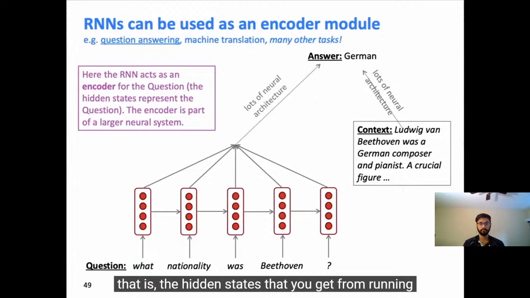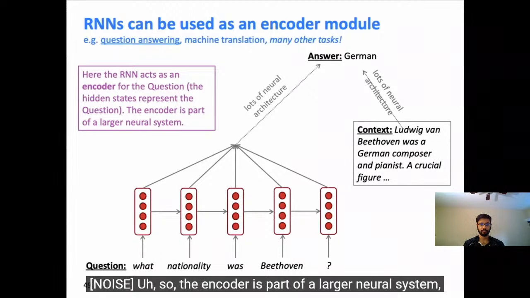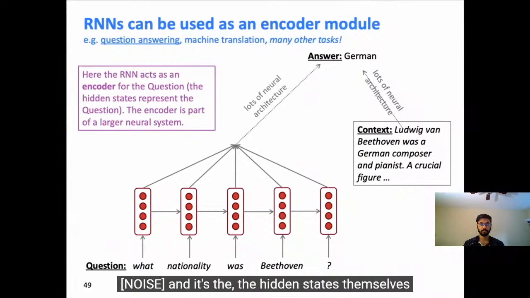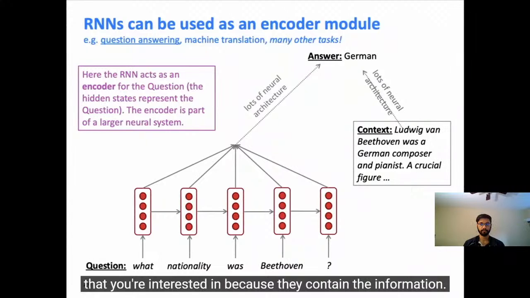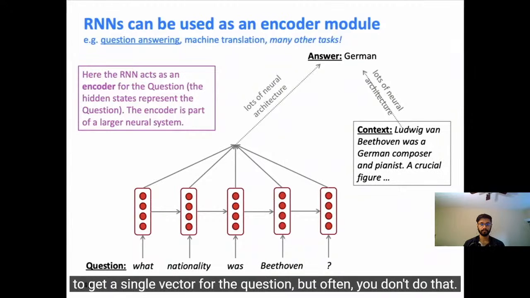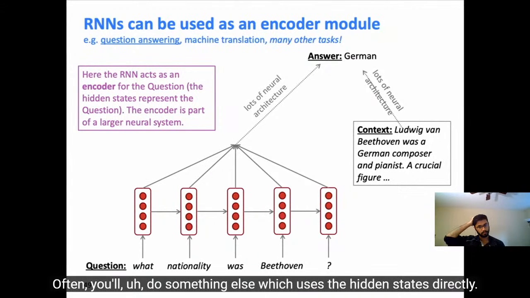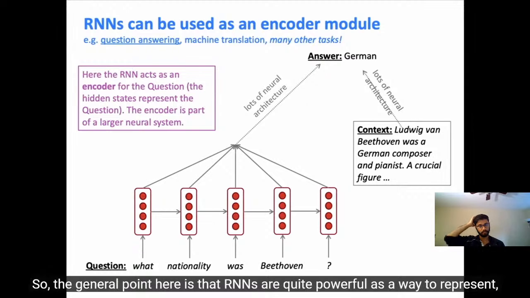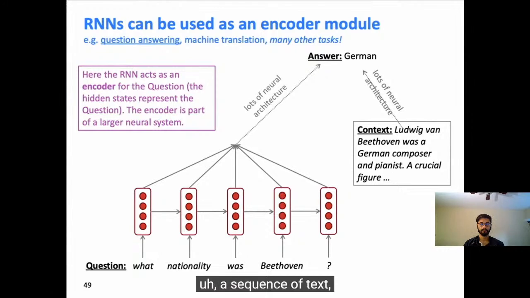That is, the hidden states that you get from running the RNN over the question represent the question. So the encoder is part of a larger neural system, and it's the hidden states themselves that you're interested in because they contain the information. You could have taken an element-wise max or mean, like we showed in the previous slide, to get a single vector for the question, but often you don't do that. Often you'll do something else which uses the hidden states directly. So the general point here is that RNNs are quite powerful as a way to represent a sequence of text for further computation.